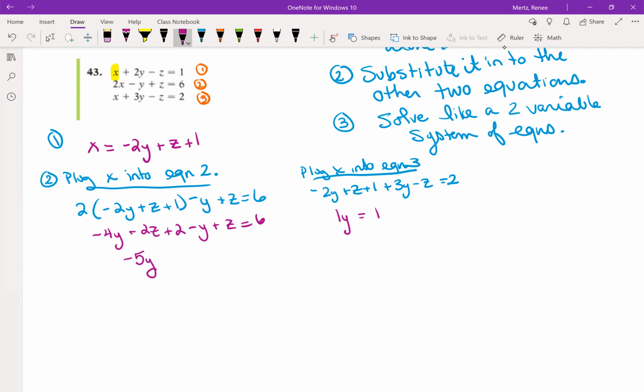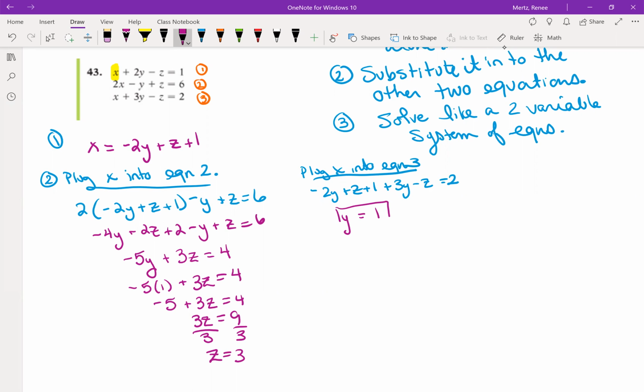This line should have been negative 5y plus 3z equals 4. So hopefully you already noticed that and you were like, what are you doing, Mrs. Mertz? You don't know how to do math. It's okay, I've just made a career out of it. So now we have negative 5 plus 3z equals 4. 3z equals 9. Divide by 3. Z equals 3. So I know y equals 1, z equals 3.